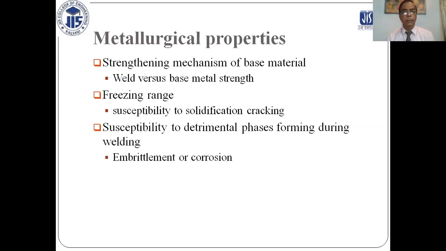Metallurgical properties: strengthening mechanism of the base material, weld versus base metal strength, freezing range, susceptibility to solidification cracking, and susceptibility to detrimental phases forming during welding, causing embrittlement or corrosion.